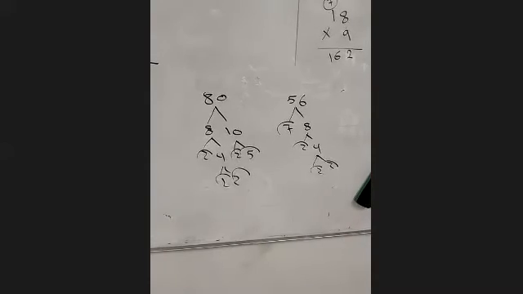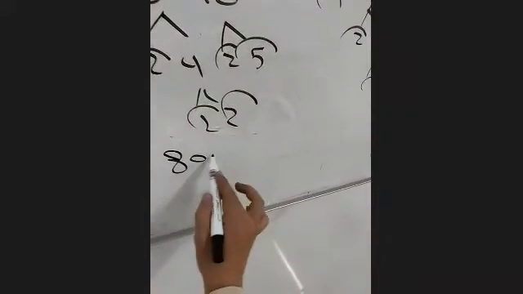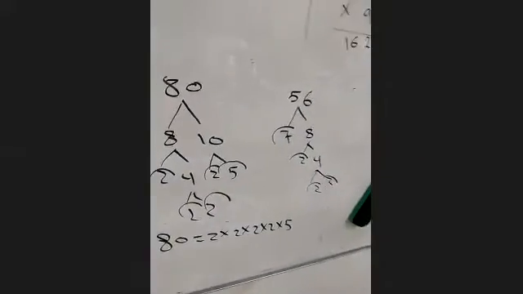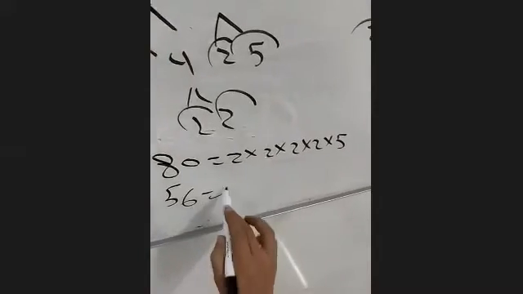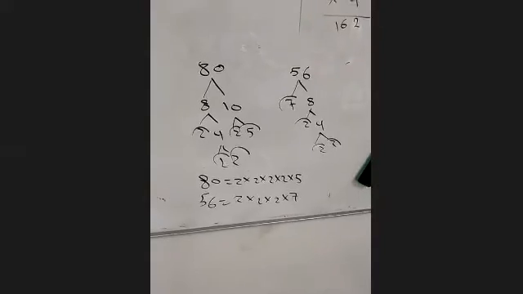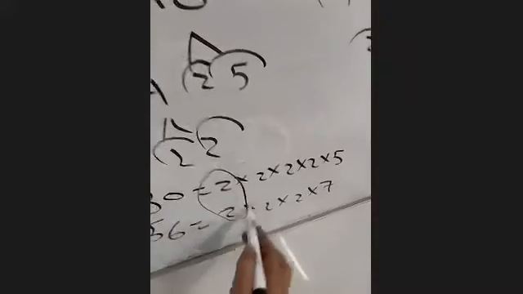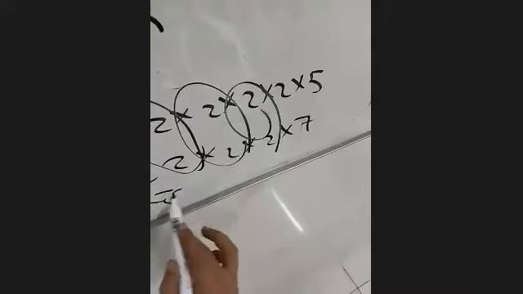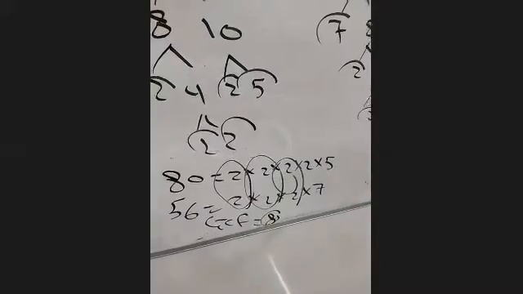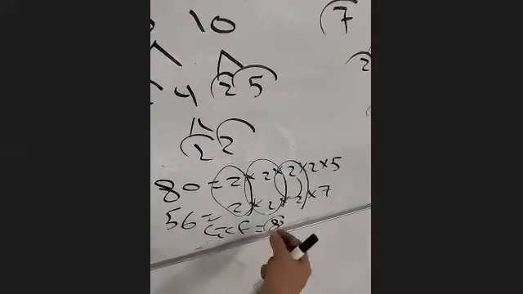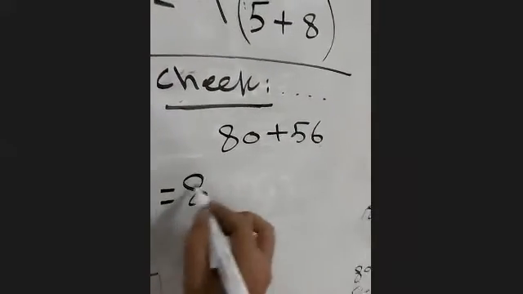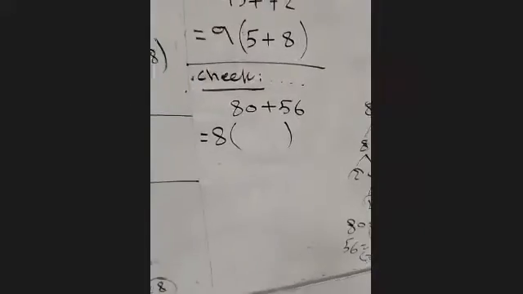The 80 equals 2 times 2 times 2 times 2 times 5. The 56 equals 2 times 2 times 2 times 7, right? These are the common, the 2's together. So what's the GCF? 2 times 2 times 2, 8. So I will take the 8, and where I will go? To my question here. 8.